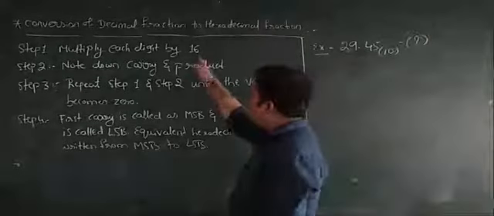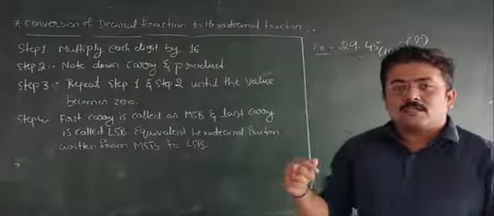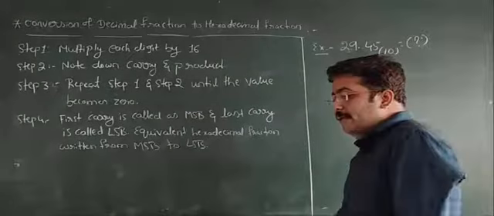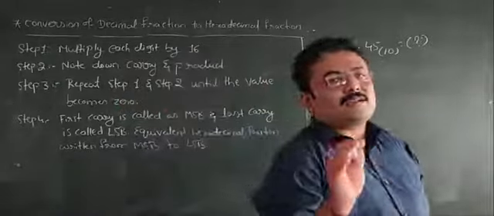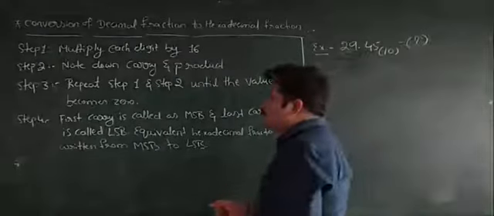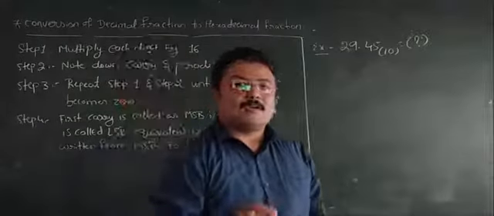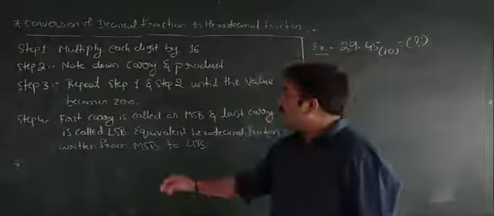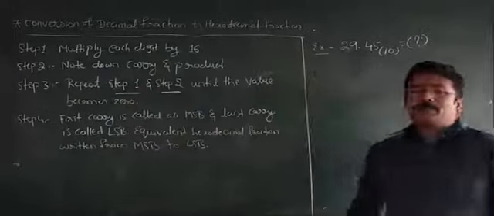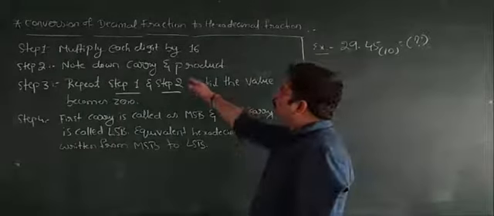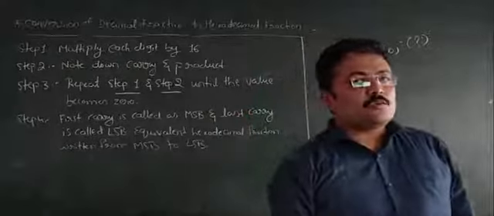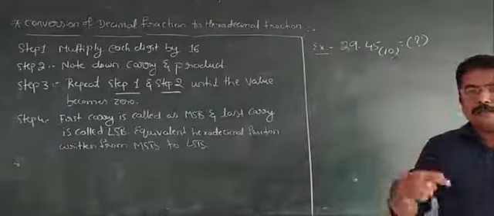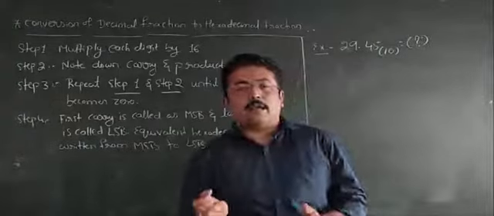After multiplying the decimal digit by 16, step 2 is to note down the carry as well as the product. Step 3 is to repeat step 1 and step 2 until the value becomes 0. That is, again I should multiply the decimal fraction by 16 and again note down the carry and product until the value becomes 0.